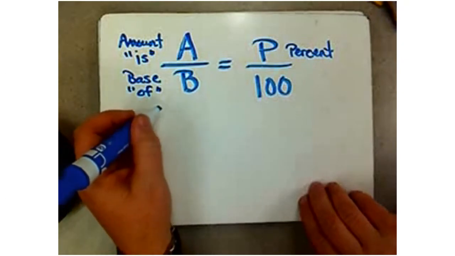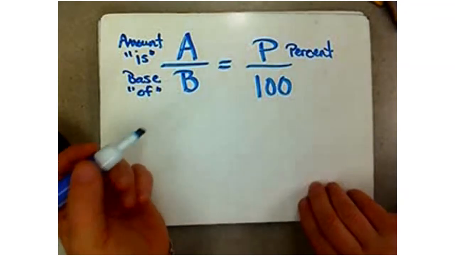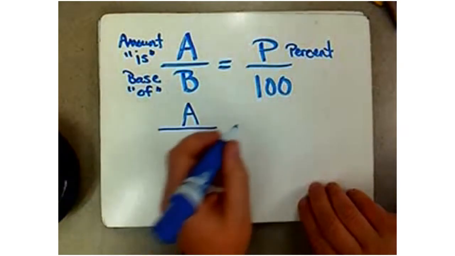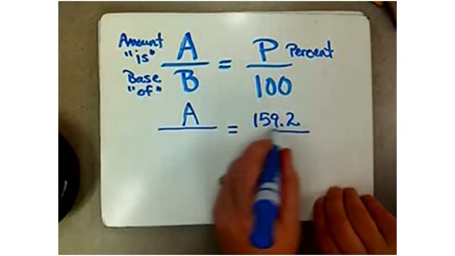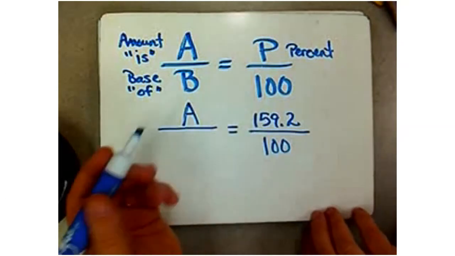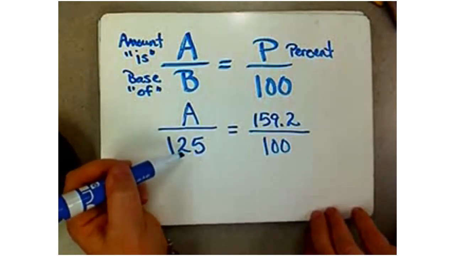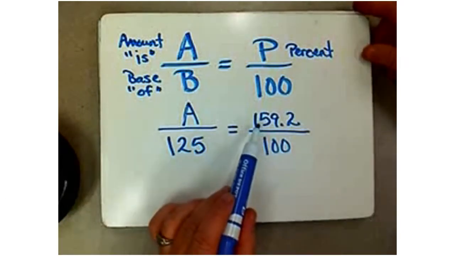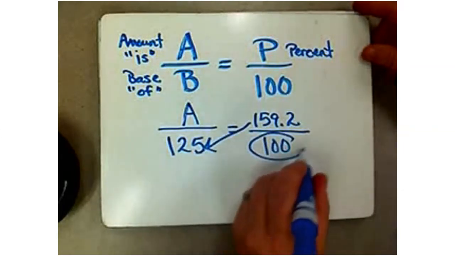So let's take a look at problem number 2 on page 518. It says, what number is 159.2% of 125? So what number is, that's the number we're missing, that's our A. And we have the percent, 159.2, so we're going to write 159.2 over 100. I'm going to substitute in the percent value for the P. And then the "of 125," that's our base. So here we have a proportion, A over 125 equals 159.2 over 100. We're going to cross multiply and divide by the odd man out.